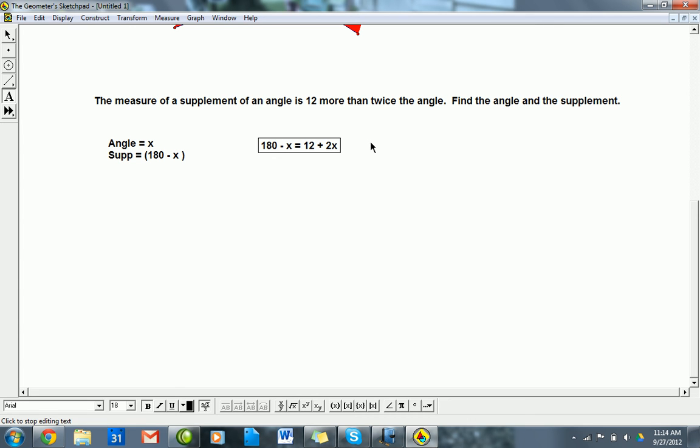All right, I'm going to add x to both sides by the addition property of equality to get 12 plus 3x. I'm going to subtract 12 from both sides by the addition property of equality to get 168 equals 3x. Then I'm going to divide both sides by 3 by the division property of equality to get 56.